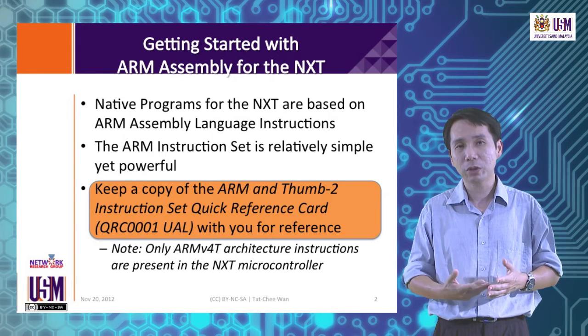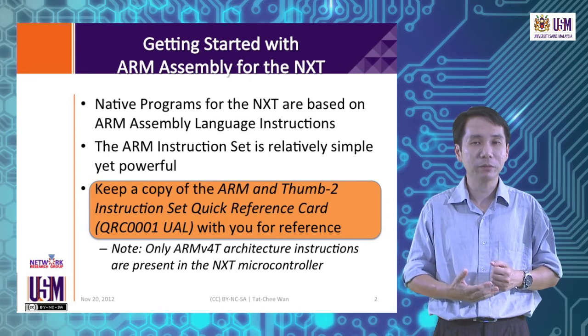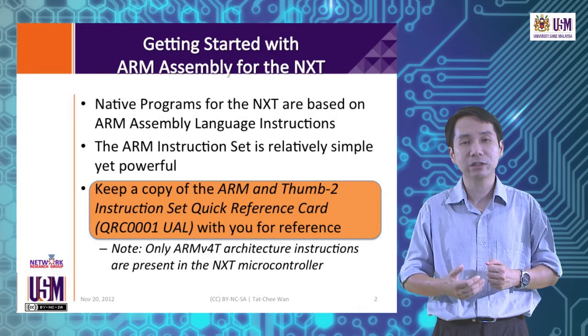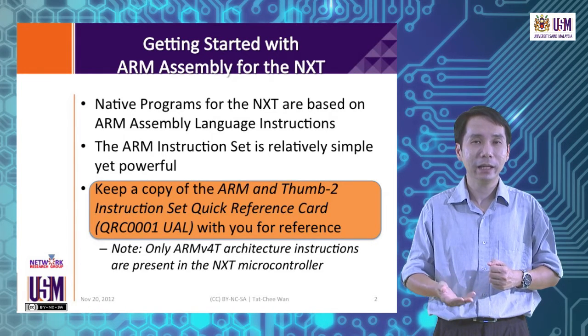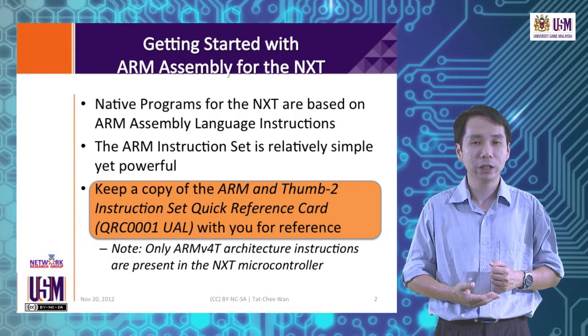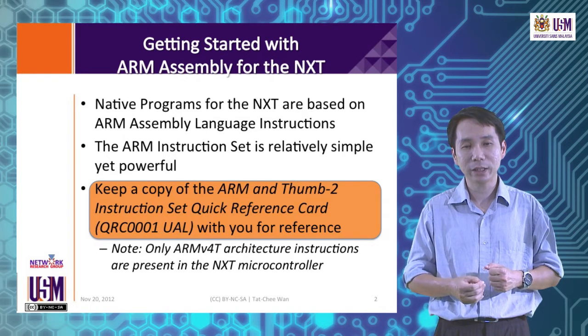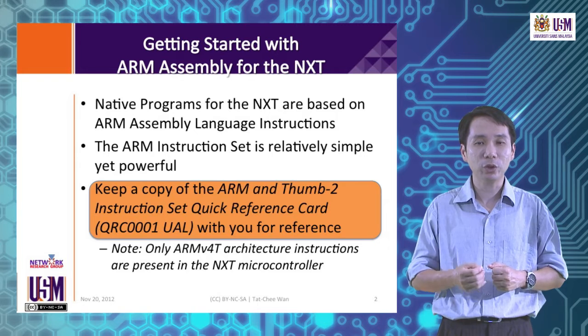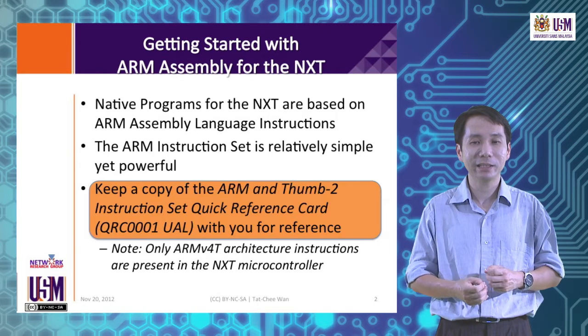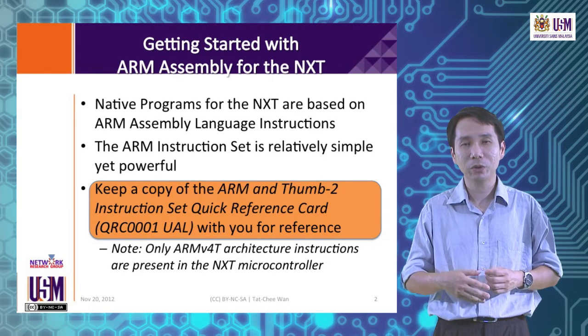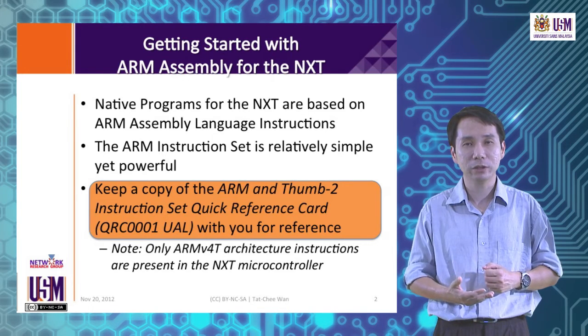Now, as we go through this module, it's good to keep a copy of the ARM and Thumb2 instruction set quick reference card, QRC0001 UAL, which is referenced at the end of this presentation in the notes page, with you for reference. Please bear in mind too that only the ARM v4t architecture instructions are present in the next microcontroller. The reference card contains instructions for more advanced versions of the ARM controller, which we will not be using.